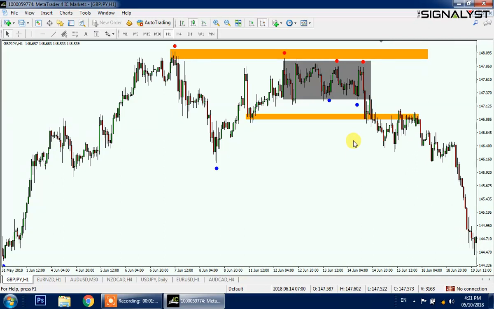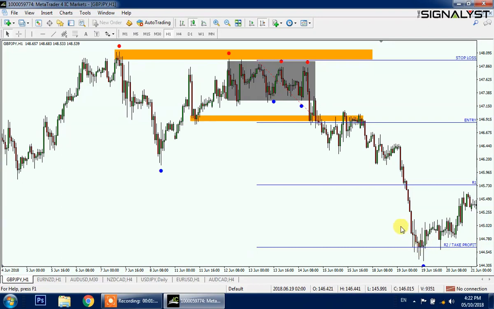In that example, the price broke the lower swing. So our entry would be here. Our stop loss would be above the range, and we always target a 2-to-1 risk reward ratio. Our entry, our stop loss, 1, 2.